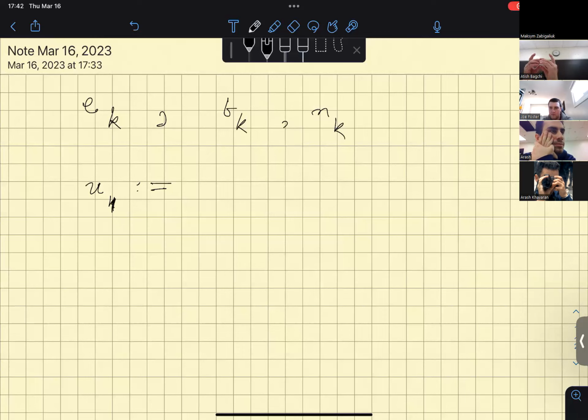And now the faces. 1, 2, 3, 4, 5, 6, 7, 8, 9. And I lost count. So 1, 2, 3, 4. There are 4 at the top, 4 at the bottom, 8, 9, 10, 11, 12.